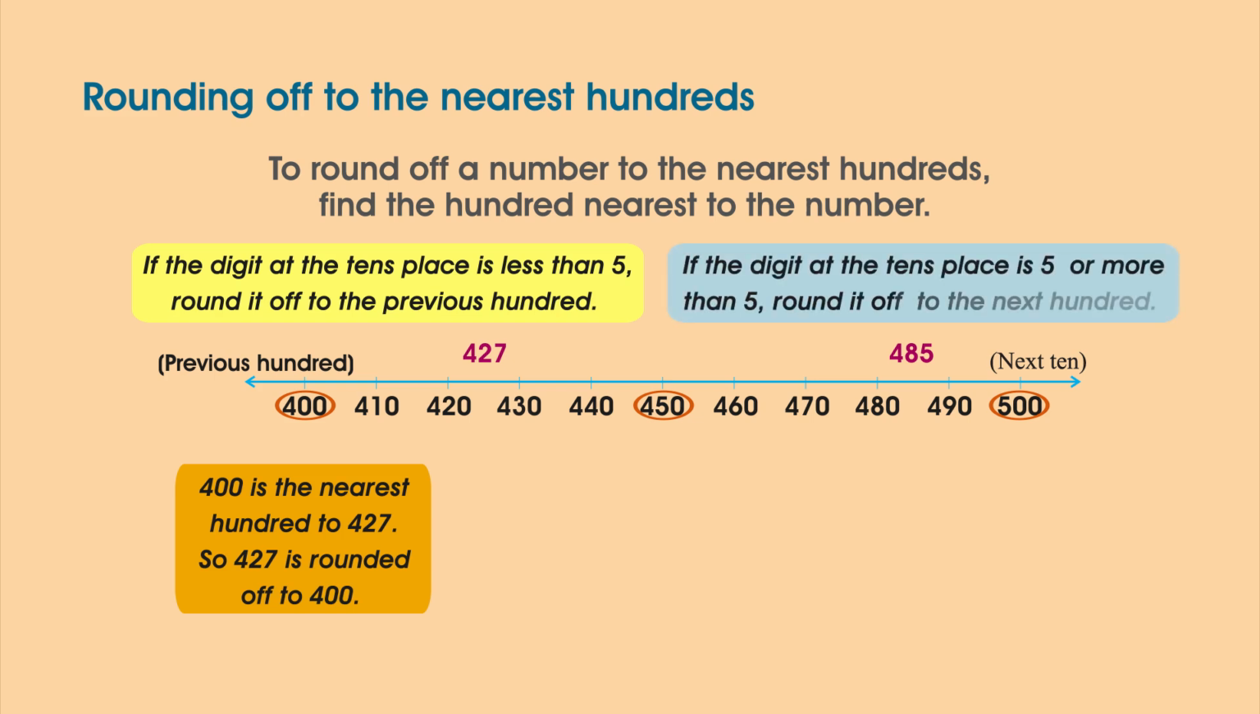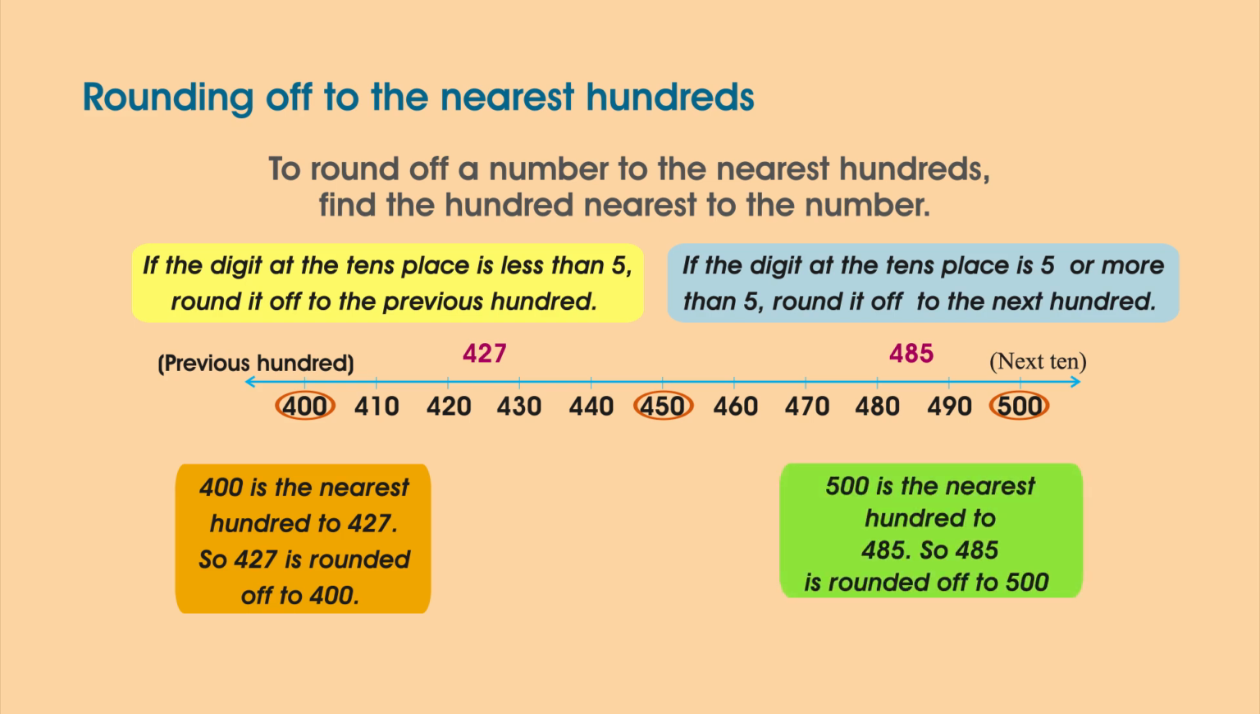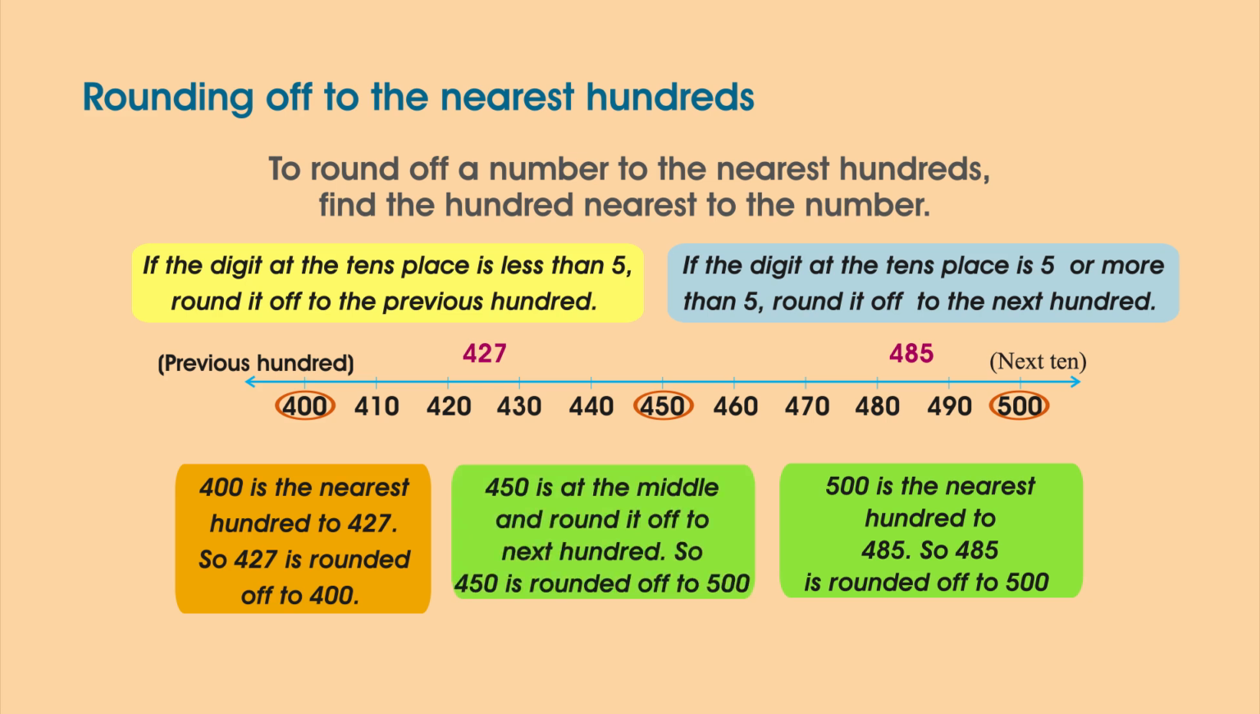If the digit at the tens place is 5 or more than 5, round it off to the next 100. 500 is the nearest 100 to 485. So 485 is rounded off to 500. 450 is at the middle and is rounded off to the next 100. So 450 is rounded off to 500.